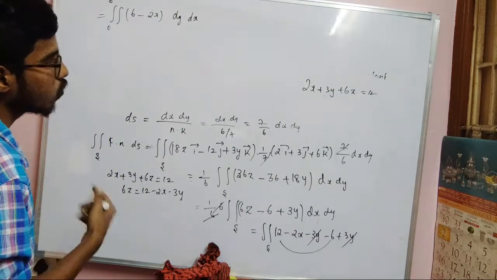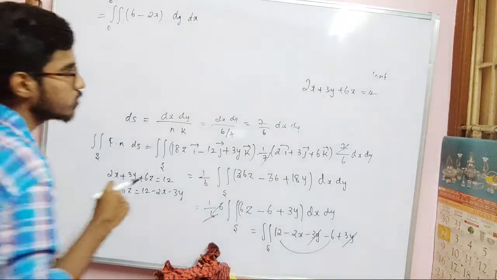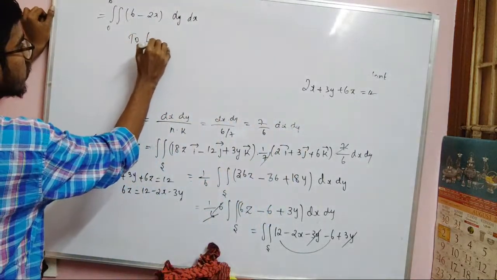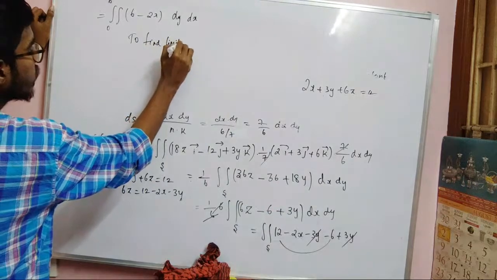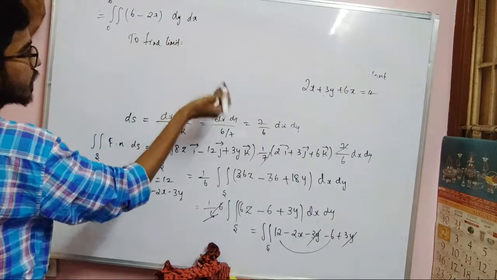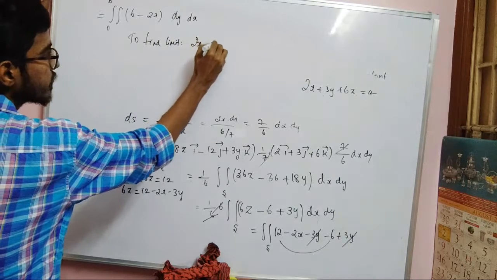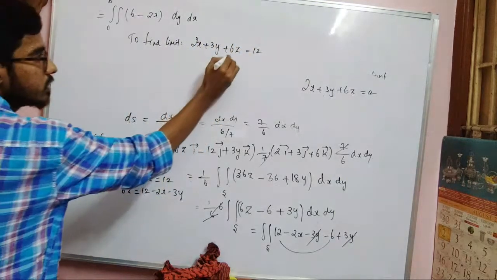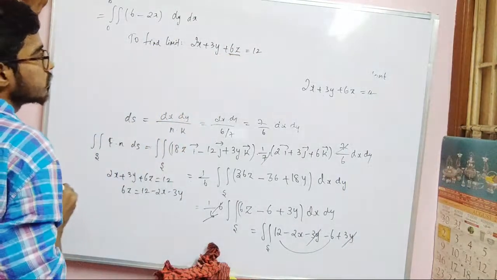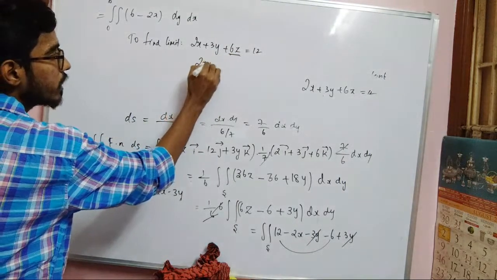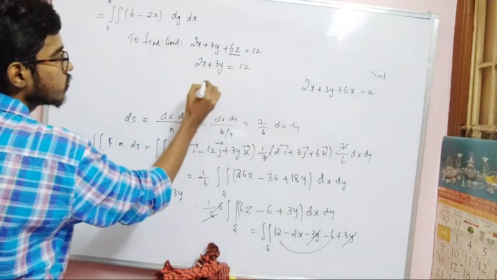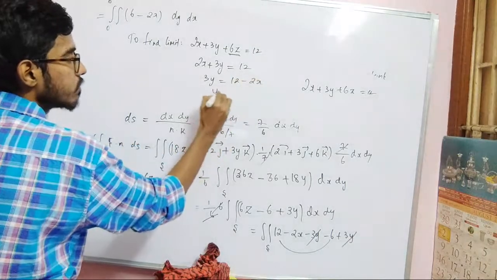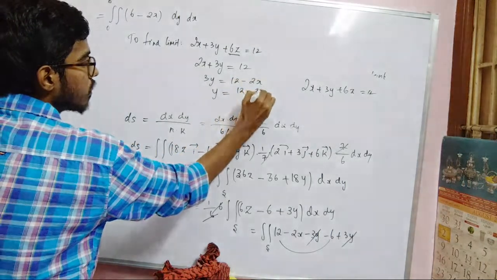Now we need to find the y limit. Yes, now we can use the concept to find the y limit. In the first octant, 2x plus 3y plus 6z is equal to 12, and z will be 0. So we have 2x plus 3y is equal to 12. That means 3y is equal to 12 minus 2x, that means y is equal to (12 minus 2x) by 3.